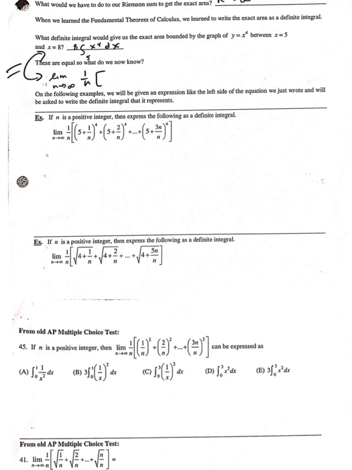1 over n times 5 plus 1 over n to the 4th plus 5 plus 2 over n to the 4th plus 5 plus 3 over n to the 4th.